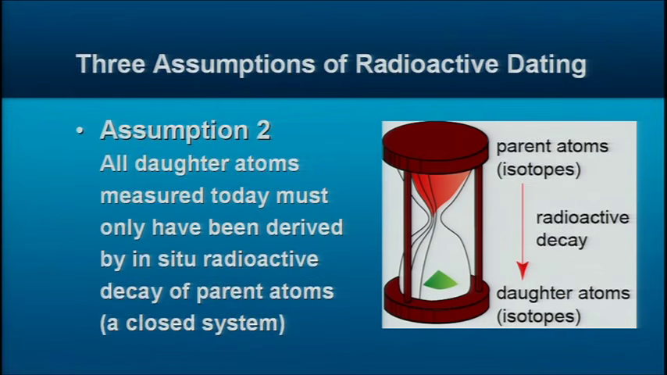Secondly, you have to assume that all the daughter atoms that you measure in the rock today have only been derived by radioactive decay in that rock from the parent atoms. In other words, it has to be a closed system. In other words, you can't have contamination. What if in the supposed millions of years, groundwater flowing through the rock added lead or washed away uranium? You'd never know for sure whether your rock has remained uncontaminated for millions and millions of years. Now, you can understand it's a wide-sweeping assumption.